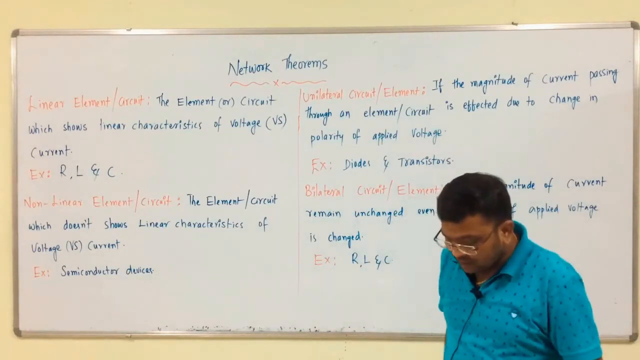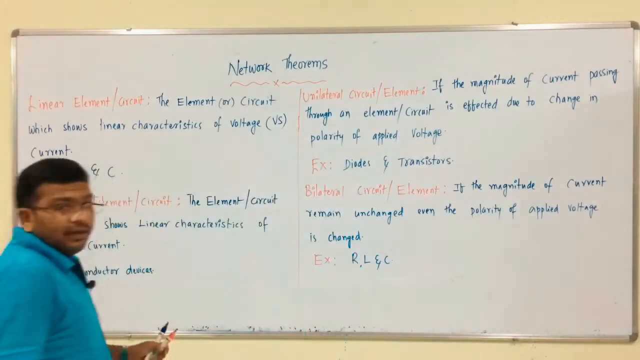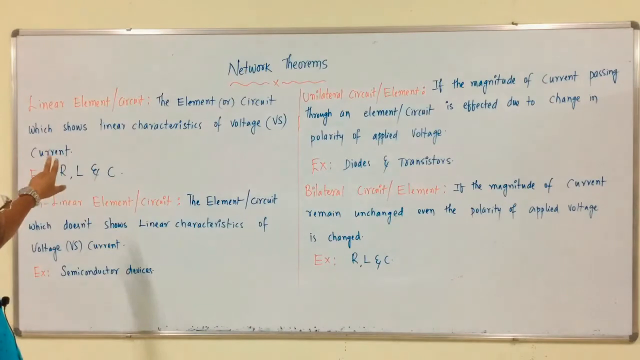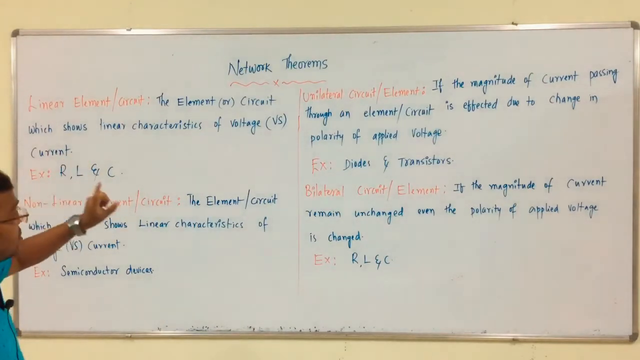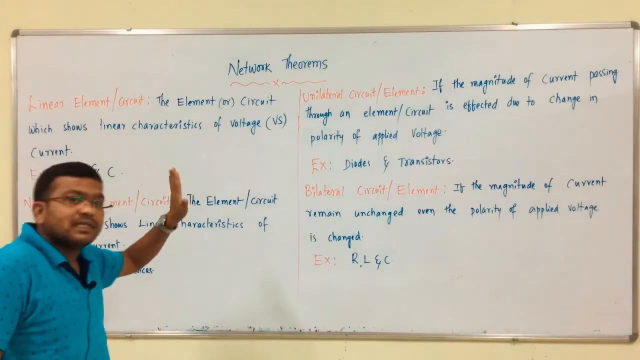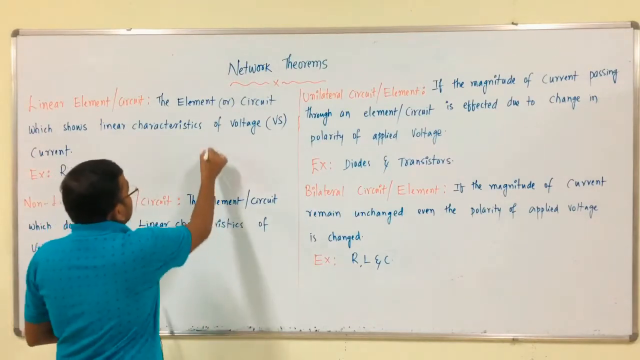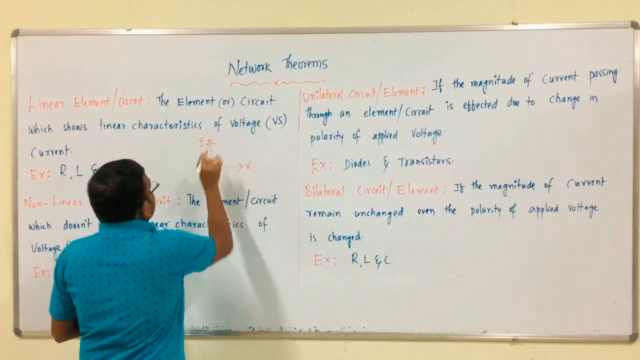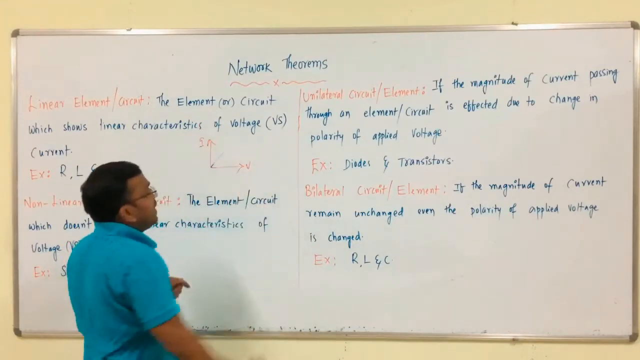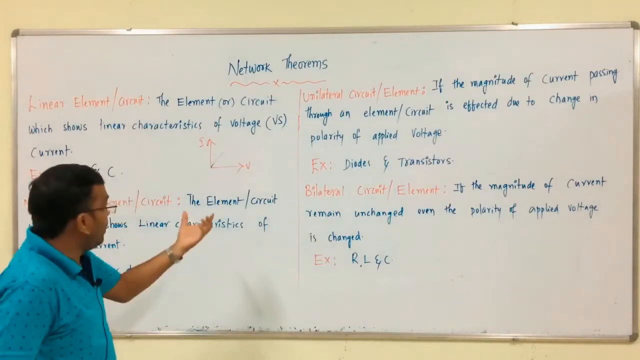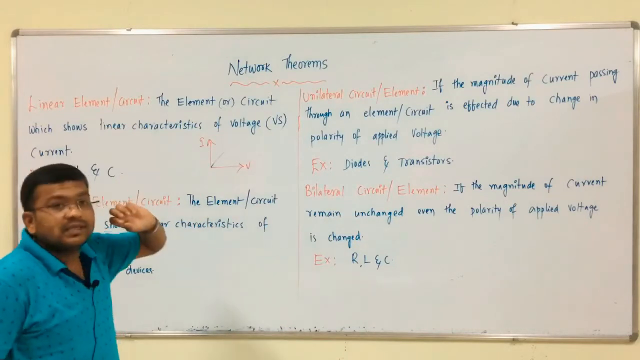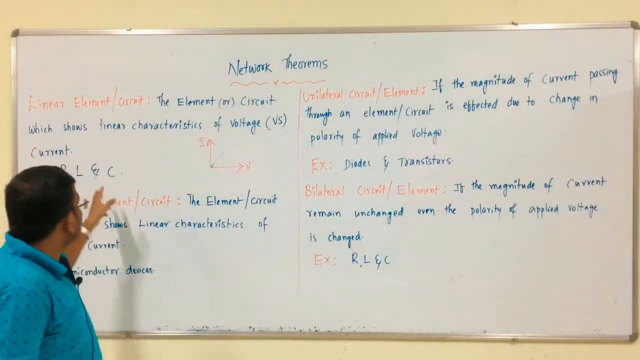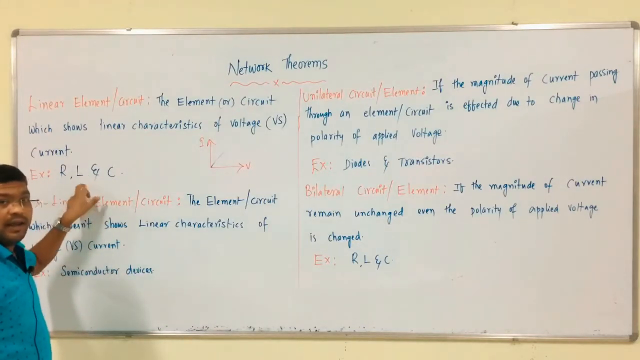So, first we have to discuss what is a linear element. The element or circuit which shows linear characteristics of voltage versus current, it has to show the linear characteristics, then only it should be called a linear circuit or linear element. The examples for this are L and C.